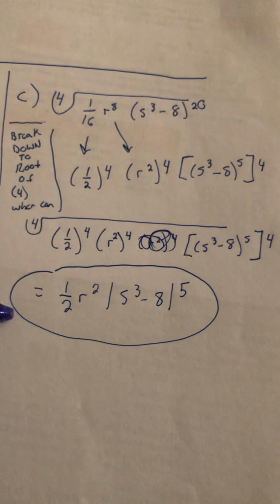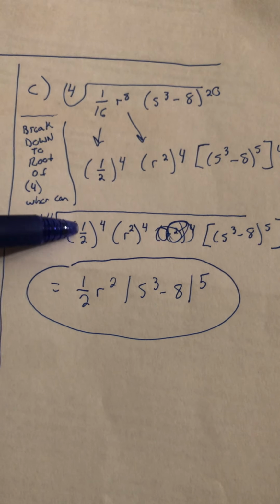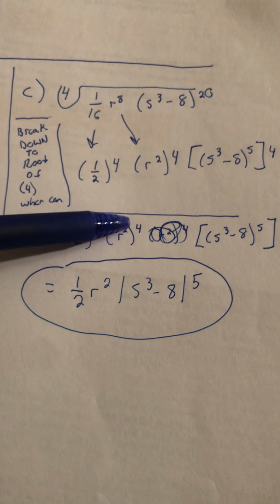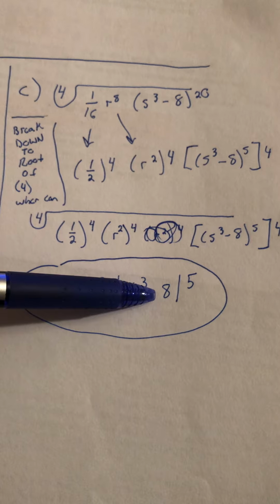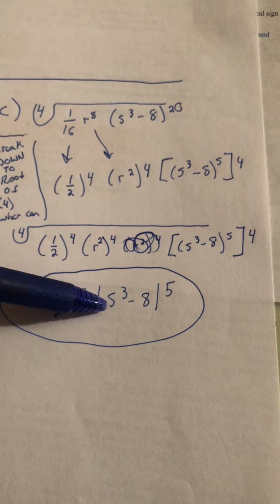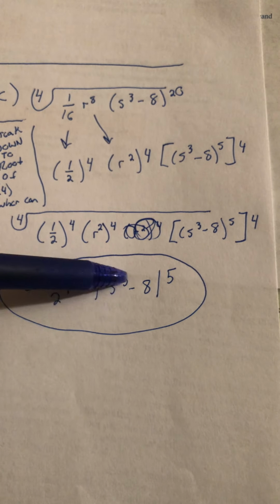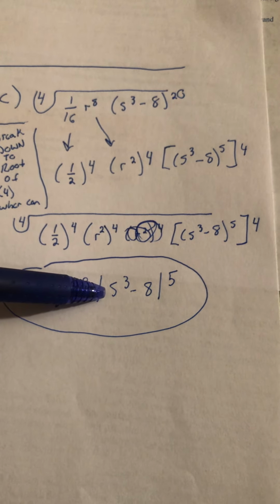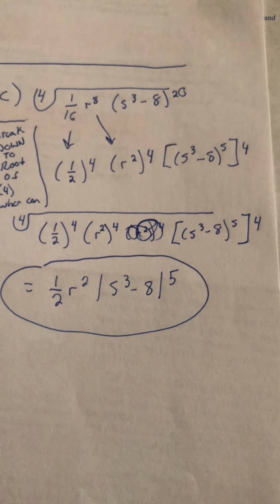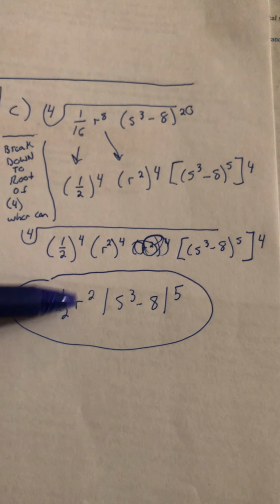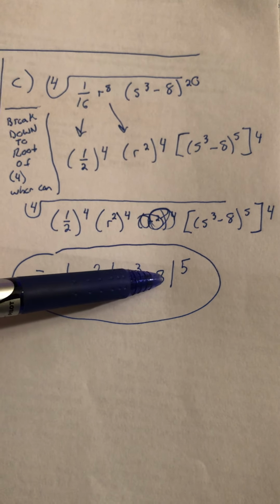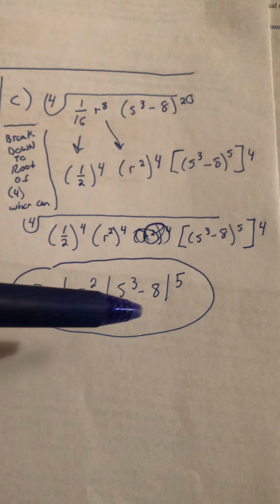Now I want to bring it out like I'm squaring. When I bring this out, it becomes 1/2. The 4 disappears. I bring the r squared. 4 is gone. s cubed minus 8, 4 is gone. So s cubed was what? It was an odd integer. Therefore, it's an absolute value. So we have 1/2 r squared times the absolute value of s cubed minus 8 to the 5th power.